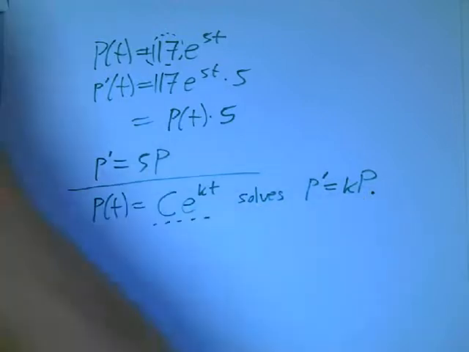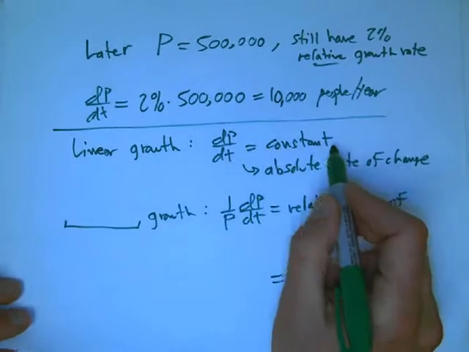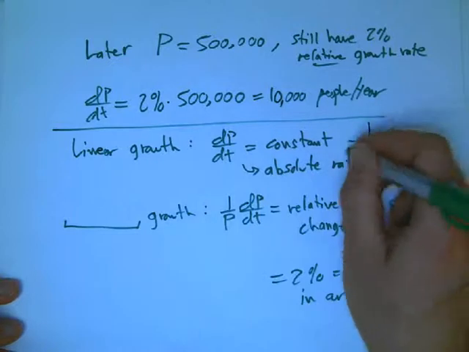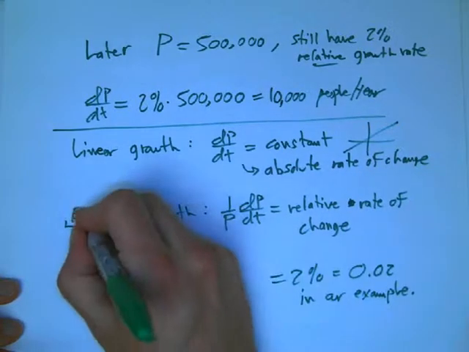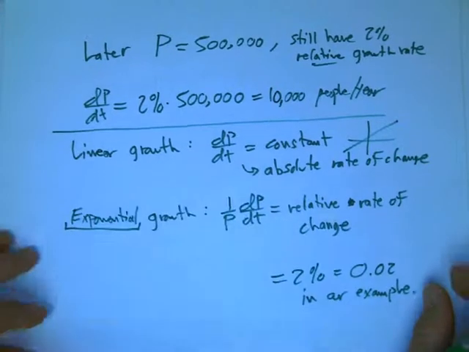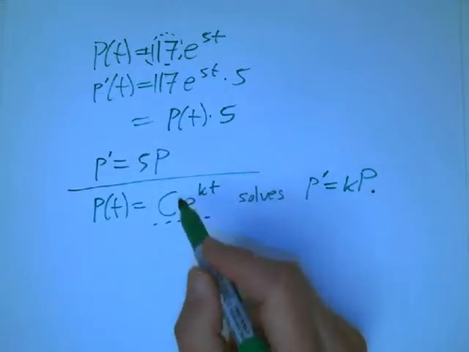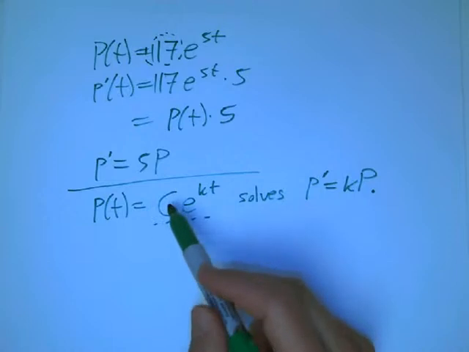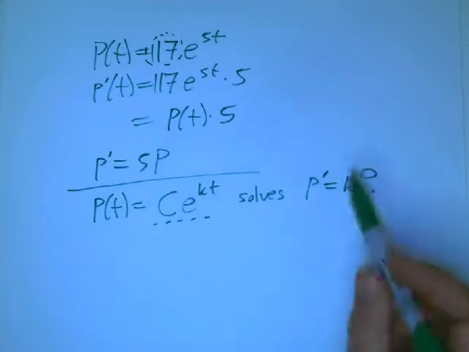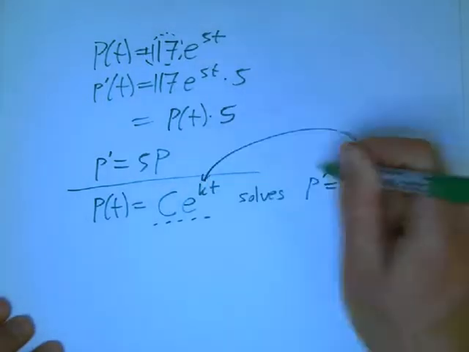This is the kind of function that has a constant relative growth rate. And that's why, a few pages ago, I said there's this blank, what kind of growth? As opposed to linear growth where dp dt is constant, that's just a straight line, it's exponential growth that has this constant relative rate of change. So just take any number, whatever number c you like, times e to the kt, that's going to have constant relative growth rate equal to k.